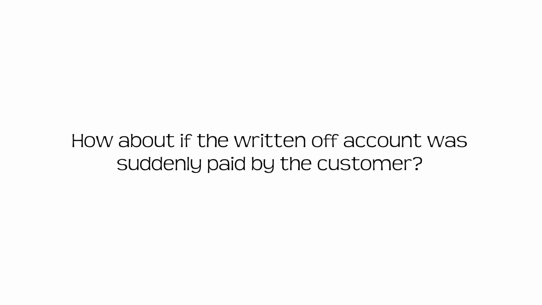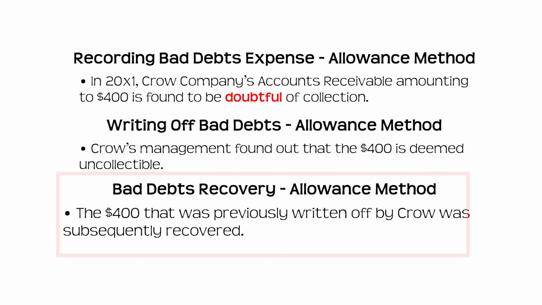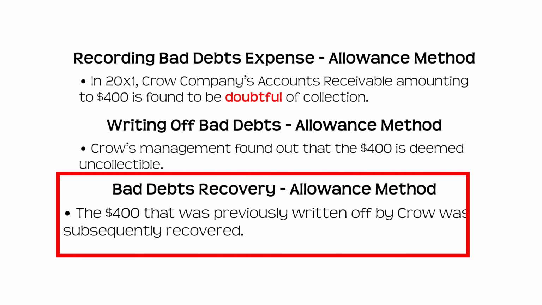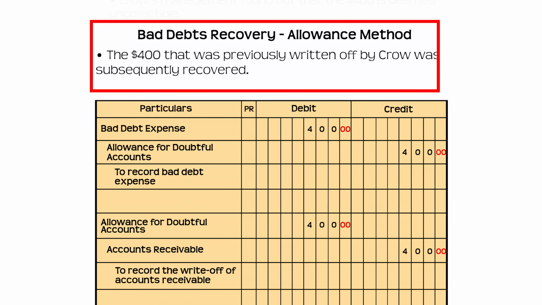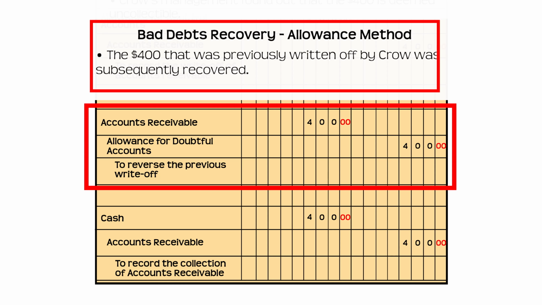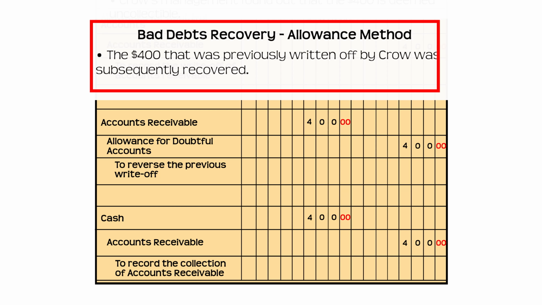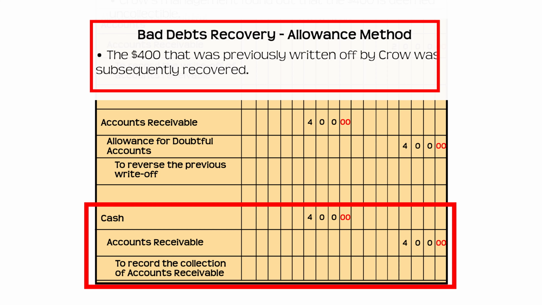How about if the written-off account was suddenly paid by the customer? The $400 that was previously written off by Crow was subsequently recovered. When the customer suddenly pays an account that was previously written off, Crow's first move is to reverse the previously made write-off entry, and the second entry is to record the collection of cash.